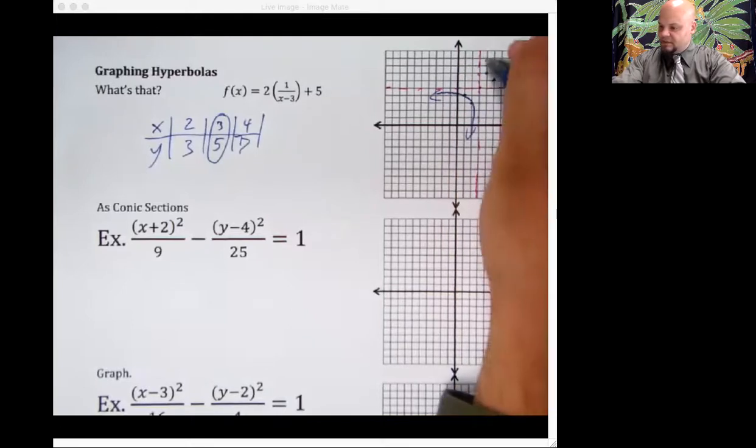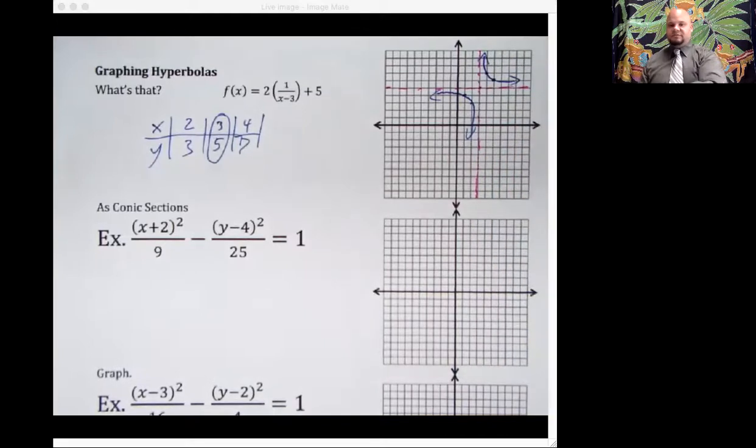Ding. These are the simplest form of hyperbolas, which is why we start with them, and they come from rational functions. They have horizontal and vertical asymptotes, but they themselves are kind of diagonals. Now, when we do them as conic sections, that kind of gets turned on its head. We're going to graph these like we graphed ellipses.